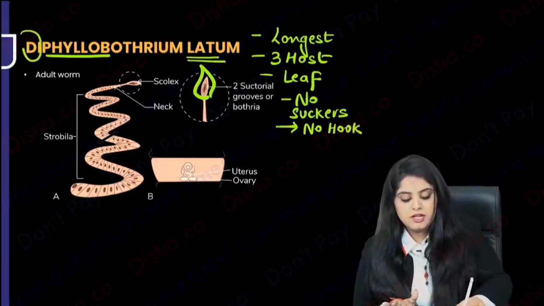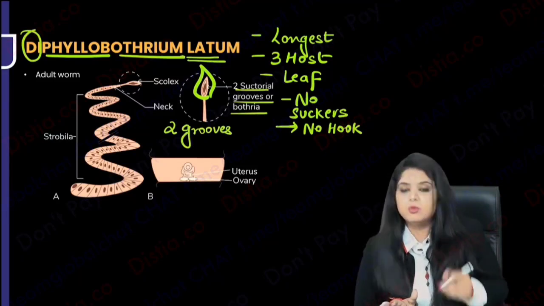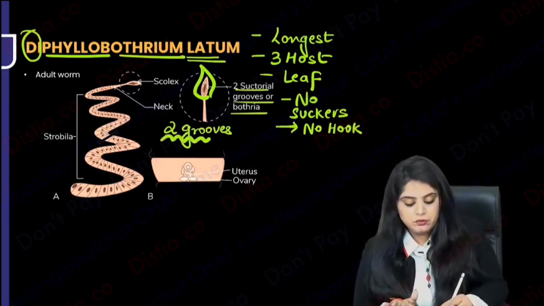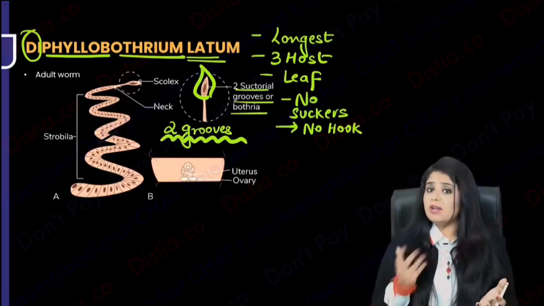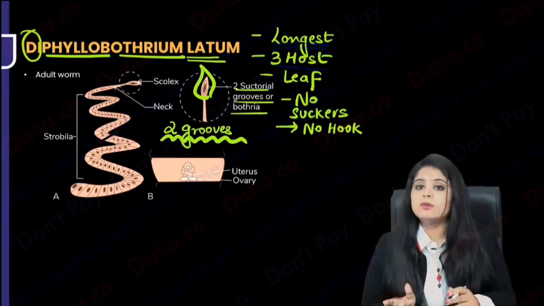What does it have? Why do you call it di? So finally, it has two grooves or bothria for attachment. Bothria means mouth. It has two grooves for attachment. So सब कुछ पता है ना? By now life becomes easy. And how many hosts did you tell me? You said it has 3 hosts. So why don't you tell me the hosts?